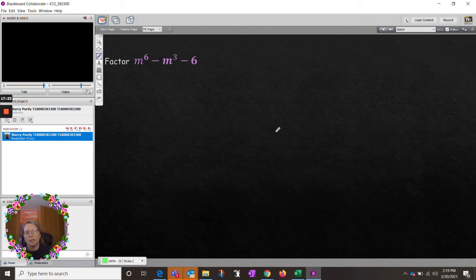Factor m to the 6th minus m to the 3rd minus 6. This is the second problem I'm asking you to do on your own, and then you'll be able to check your answer with what I have up here on the board.